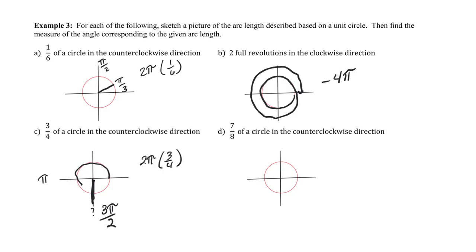All right, last one, 7/8 around there. Well, this is halfway around. 7/8 of the way around, I don't know, might be somewhere in that. So we're looking for that guy right there. So we're going to do 2 pi, and it's positive because I went in the counterclockwise direction. Multiply by 7/8, and I get 7 pi over 4 for that guy right there.